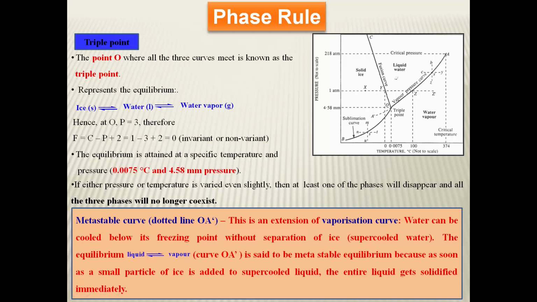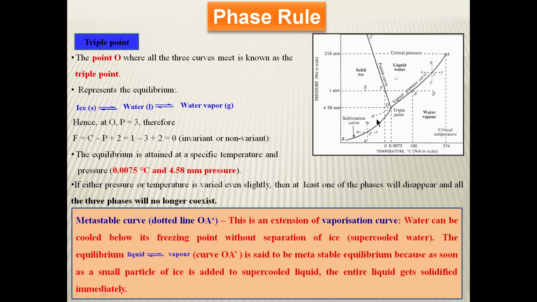If using special techniques we can cool the water below its freezing point, this point, 0 degree centigrade corresponding to 1 atmosphere, this point is the freezing point of water. At 1 atmosphere, point Z, that is 100 degree centigrade, is the boiling point of water. Water can be cooled below its freezing point without separation of ice. This is known as supercooled water. Obviously, this is done with very specialized techniques that operate with ultra care.